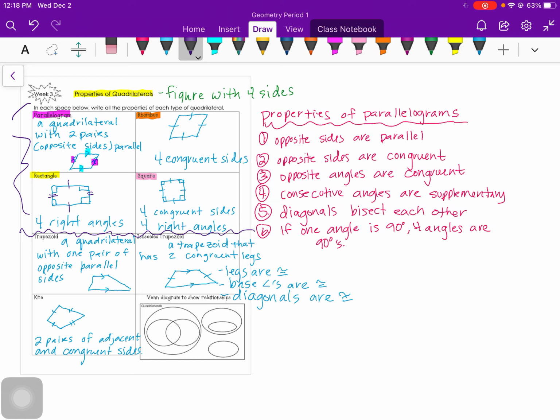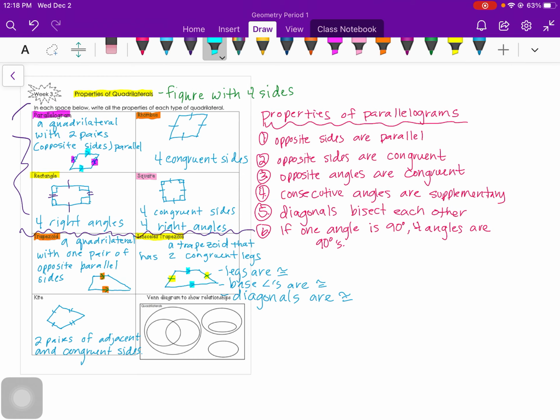Then we get into a trapezoid. A trapezoid is not a parallelogram. It is a quadrilateral, but it does not have two pairs of opposite parallel sides. It only has one pair of parallel sides. So the other two sides are not parallel, and we're going to get a little bit deeper into trapezoids as well. So we have special kinds of trapezoids called isosceles trapezoids, kind of like an isosceles triangle. It has two congruent sides. An isosceles trapezoid also has two congruent sides, and then it has its pair of parallel lines as well.